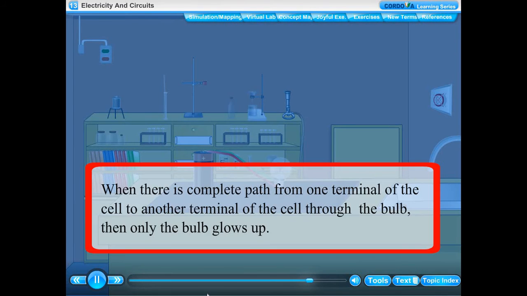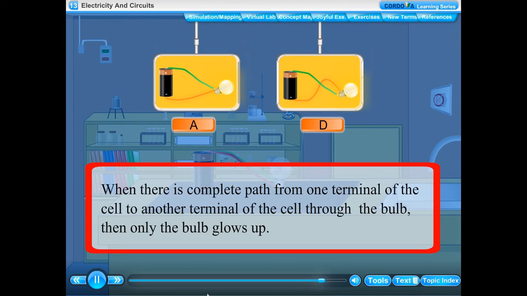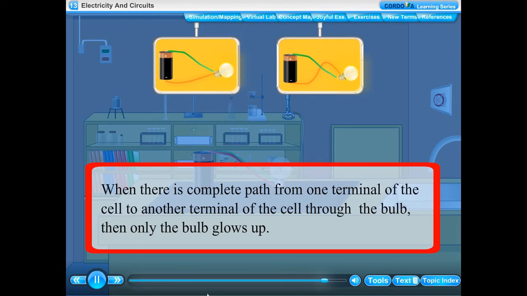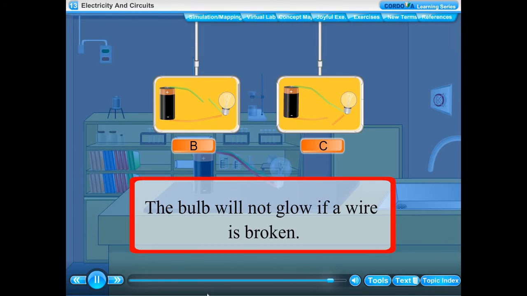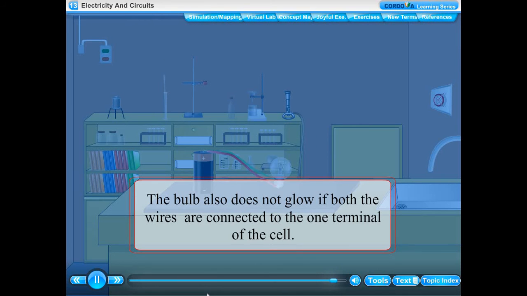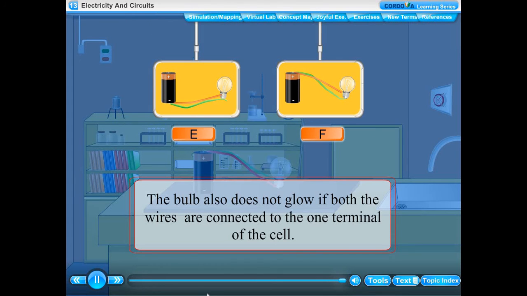Conclusion: when there is a complete path from one terminal of the cell to another terminal of the cell through the bulb, then only the bulb glows up. Arrangements A and D. The bulb will not glow if a wire is broken. Arrangements B and C. The bulb also does not glow if both the wires are connected to the one terminal of the cell. Arrangements E and F.